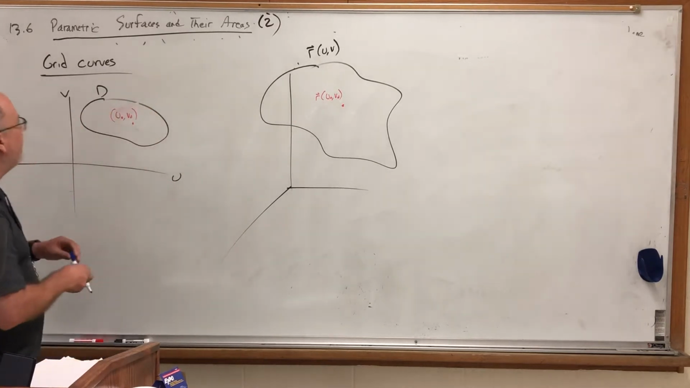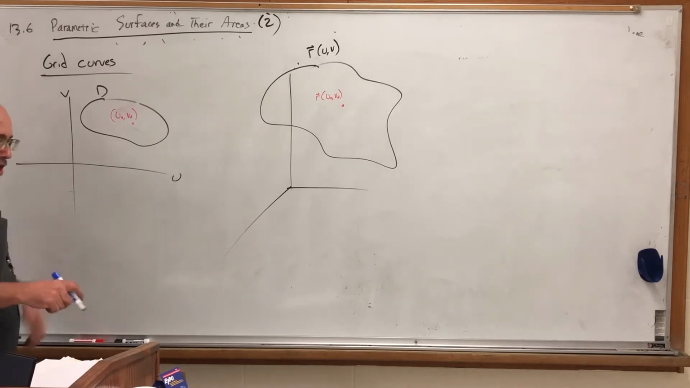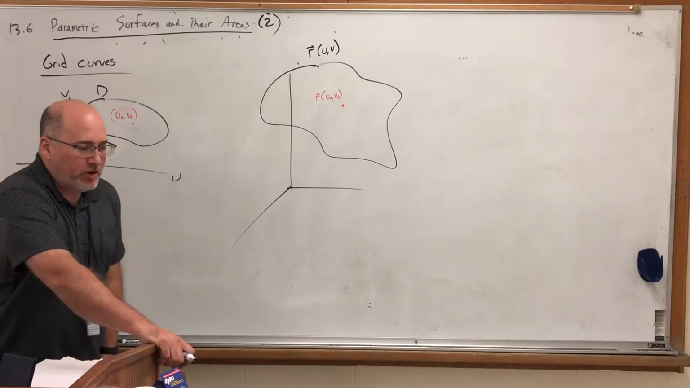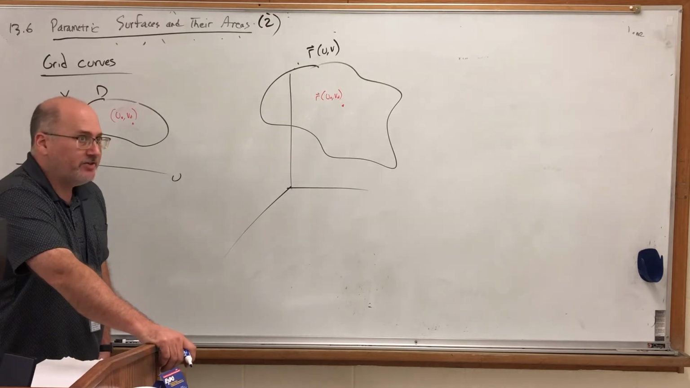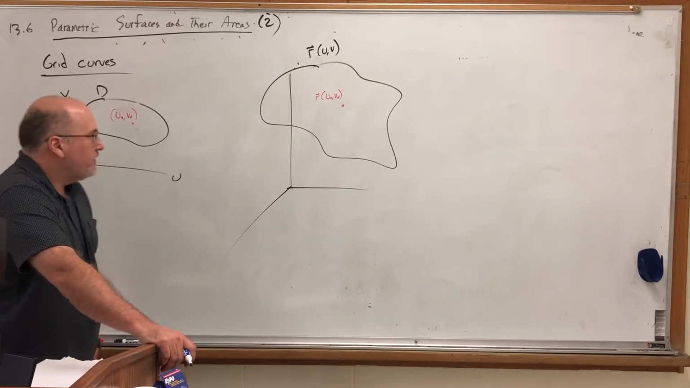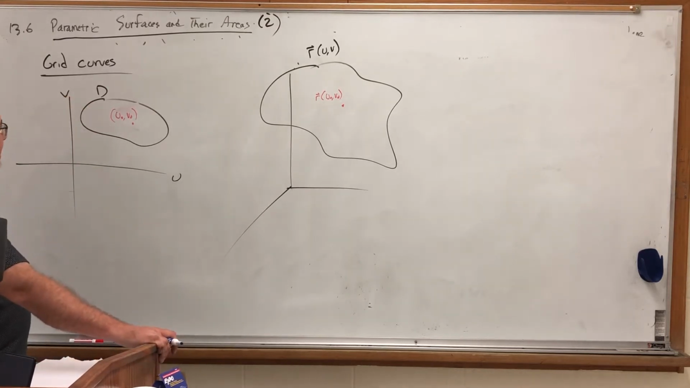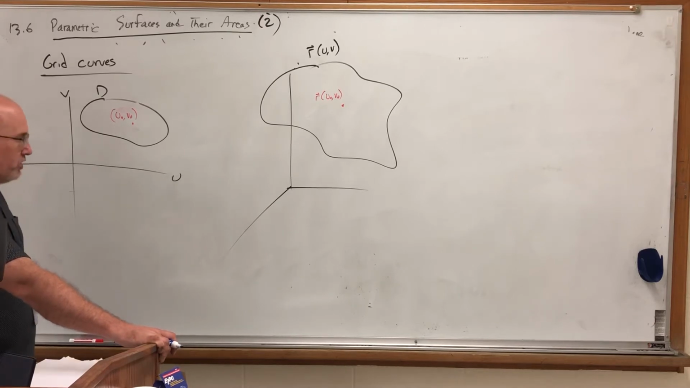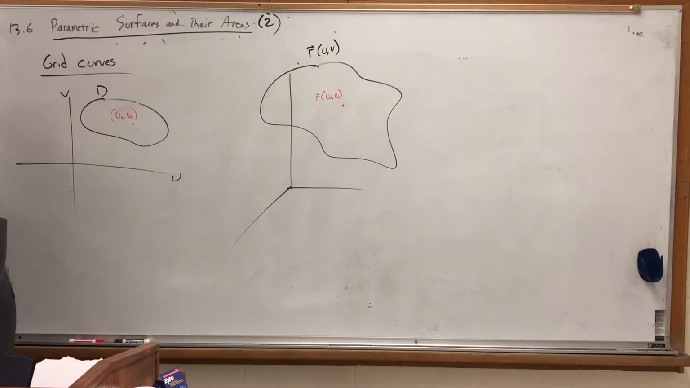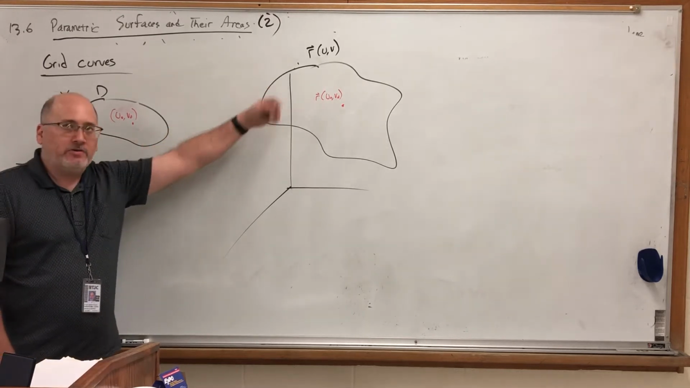But first, I want to define what are called grid curves. When you are sketching a parametric surface or using technology to sketch a parametric surface, they are often sketched by graphing what are called grid curves. A grid curve is basically the image of a horizontal or vertical line through our vector function.